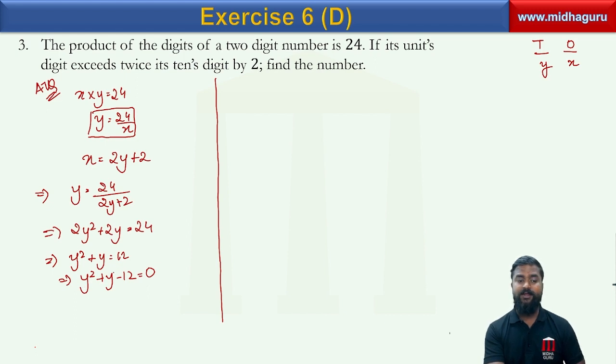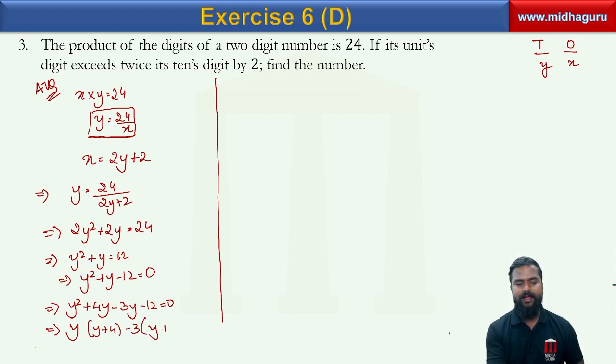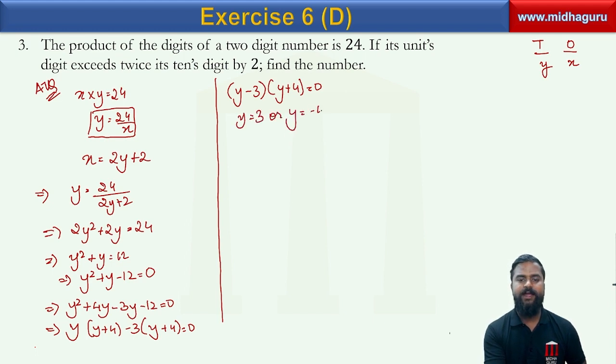So I have to split 1, that is 1y, such that the coefficients add up to positive 1 and multiply to give us minus 12. So I'll write y square plus 4y minus 3y minus 12 is equal to 0. So here I take y common, I get y plus 4. Then I take minus 3 common, again I get y plus 4. So y minus 3 into y plus 4 is equal to 0. So either y is equal to 3 or y is equal to minus 4.